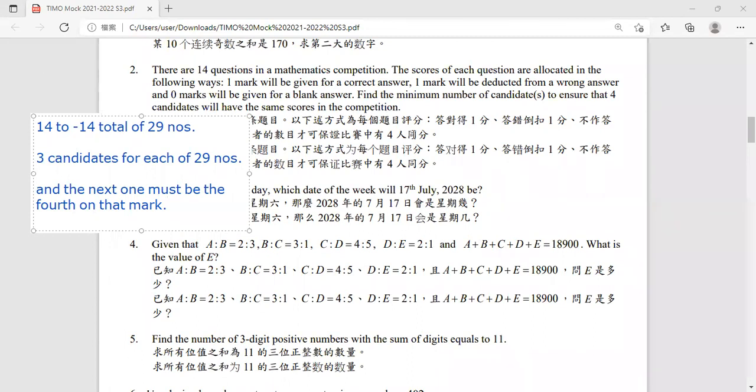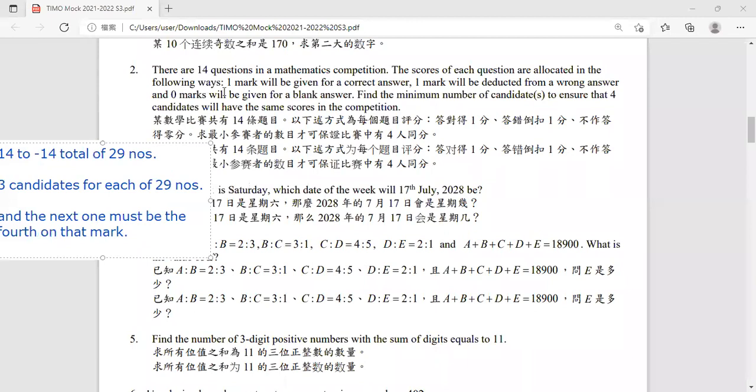Because we have 0 marks for a blank answer, you can get 30 marks. You can get 30 marks.